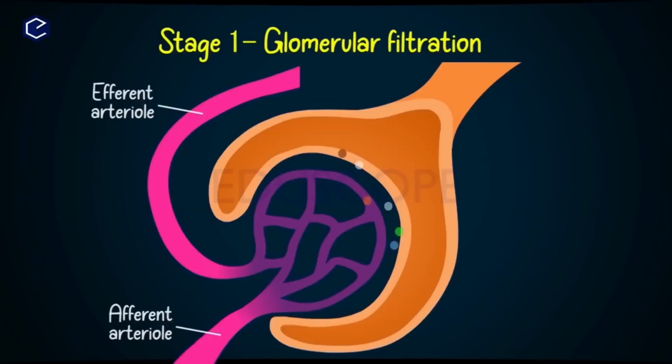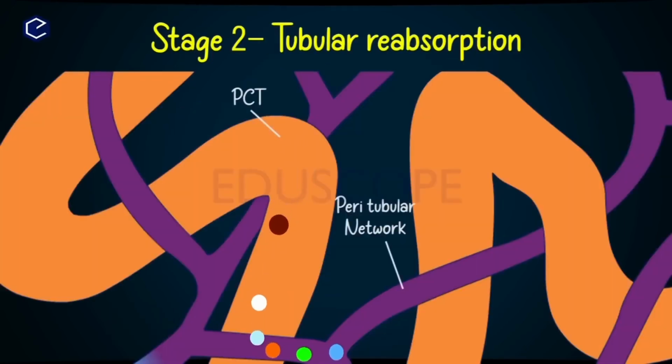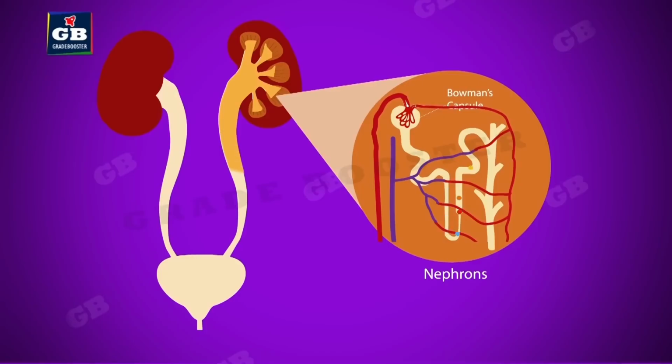Nephrons filter the blood and remove the waste like urea, uric acid, creatinine, etc. Useful materials like glucose, amino acids and salts also get filtered in the Bowman's capsule. But later they get reabsorbed back into the blood circulatory system. Filtered wastes along with water are called urine.